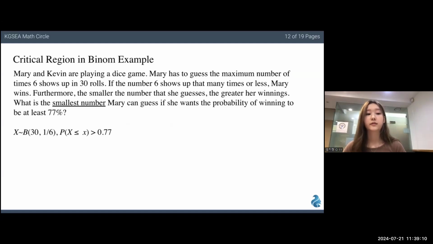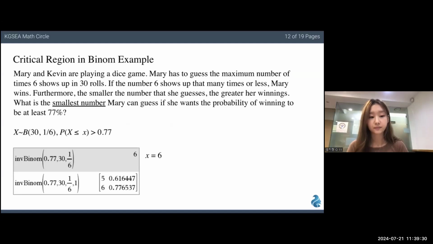The null distribution in this case is that the random variable X has a binomial distribution with 30 trials and probability 1/6, because there are 6 sides on a die. And we're looking for where the probability is greater than 77%, so 0.77. On the calculator, if you use the inverse binomial function, you will get 6. And now you know that the smallest number that Mary can guess to win will be 6.